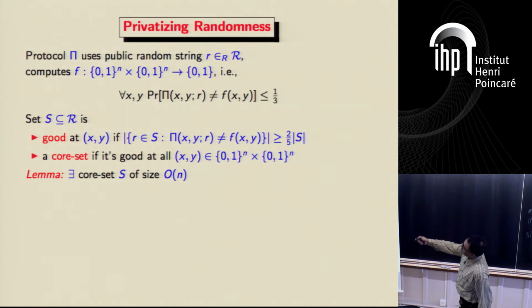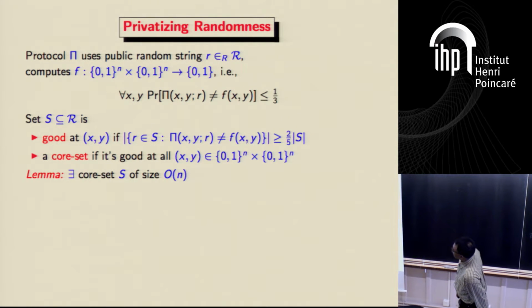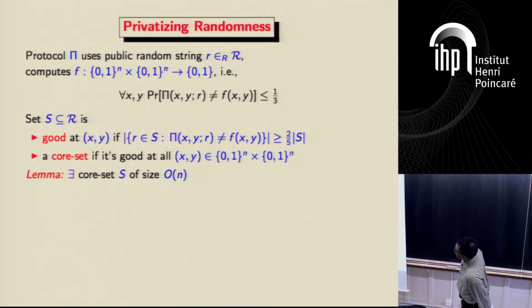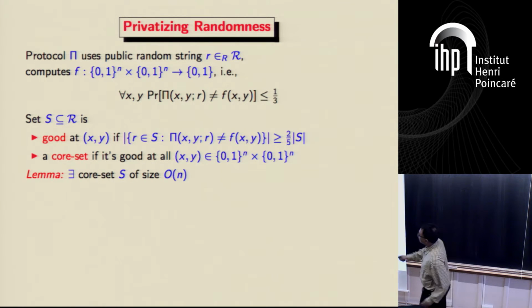So what's happening here? Another way of reading this statement is to say, if you ran the protocol with all the possible strings in script R, then at most 1/3 of them would lead to a wrong answer. So now my set S is considered good if, let's say, do I have a typo here? Yeah, I'm sorry, that inequality should be the wrong way. That's a really bad typo. Sorry, this should say less than or equal to.